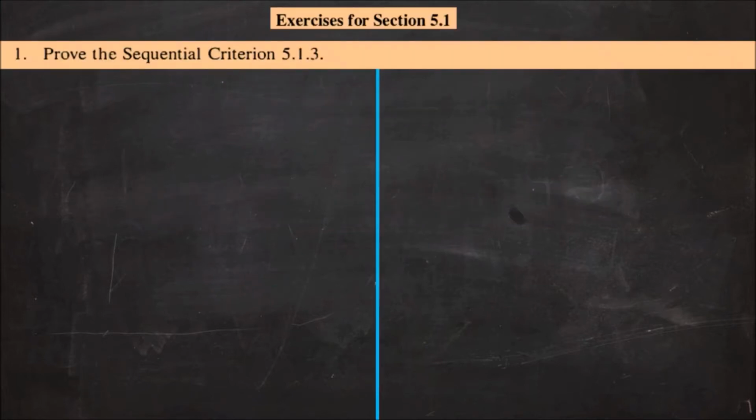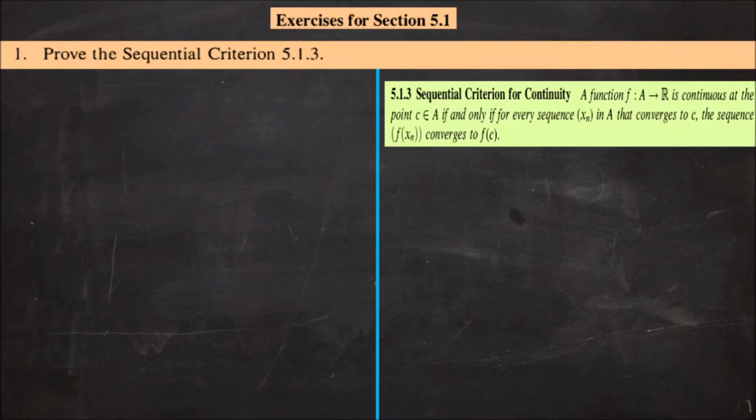In question number 1 we have to prove the sequential criterion which is given in 5.1.3, so which is this. A function f from A to R is continuous at a point c belonging to A if and only if for every sequence xn in A that converges to c, the sequence f(xn) must converge to f(c). So for this, let us start.